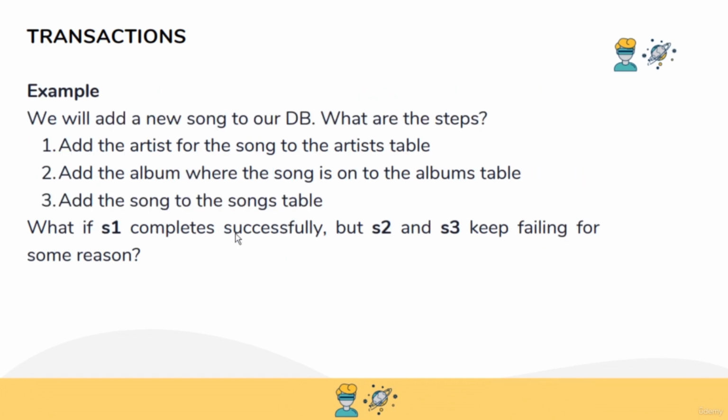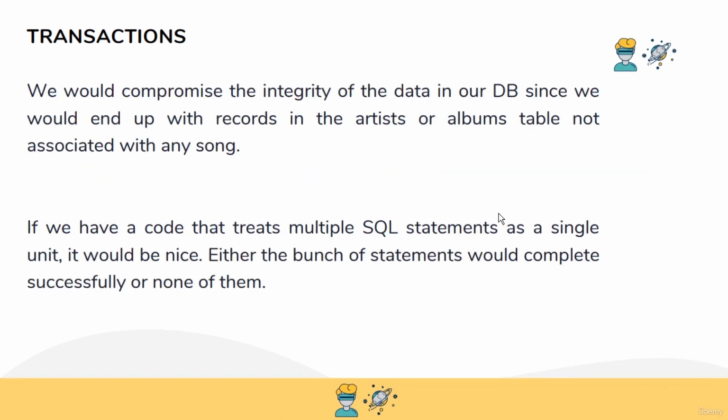Second example, we will add a new song to our database. What are the steps? First, add the artist for the song to the artists table. Second, add the album where the song is on to the albums table. Last, add the song to the songs table. What if statement 2 completes successfully, but statement 3 keeps failing for some reason? We would compromise the integrity of our database, since we would end up with records in the artists or albums table not associated with any song.